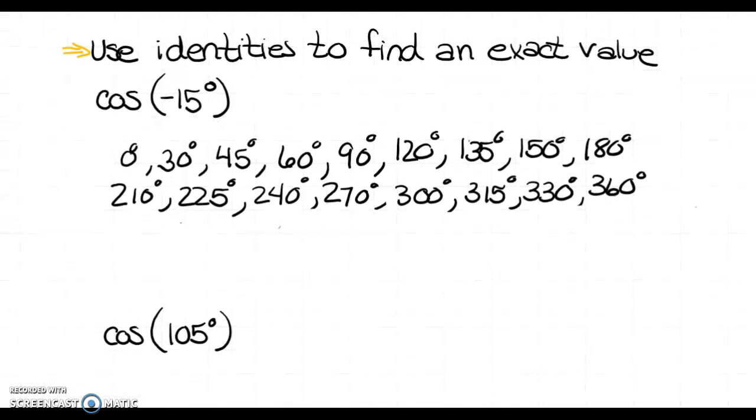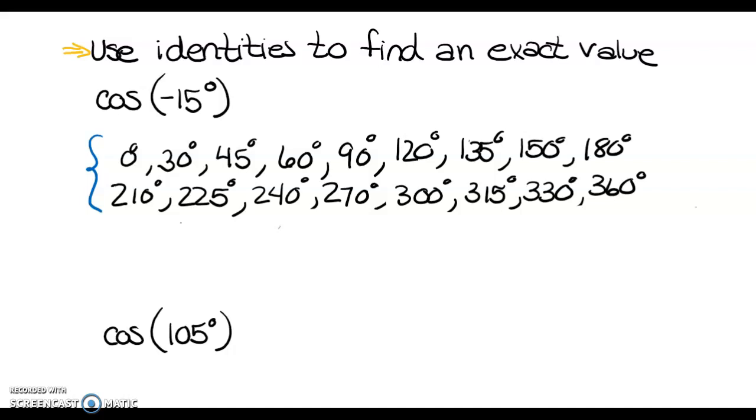Okay, so now let's go ahead and take a look at how we can use our sum and difference formulas for cosines. It says use identities to find an exact value. And we should not be using our calculators in this section. So I don't know the cosine of negative 15 degrees because it's not on my unit circle. But I do know all of these angles on my unit circle. And with my identities, I can find a sum or a difference that would amount to negative 15 degrees.